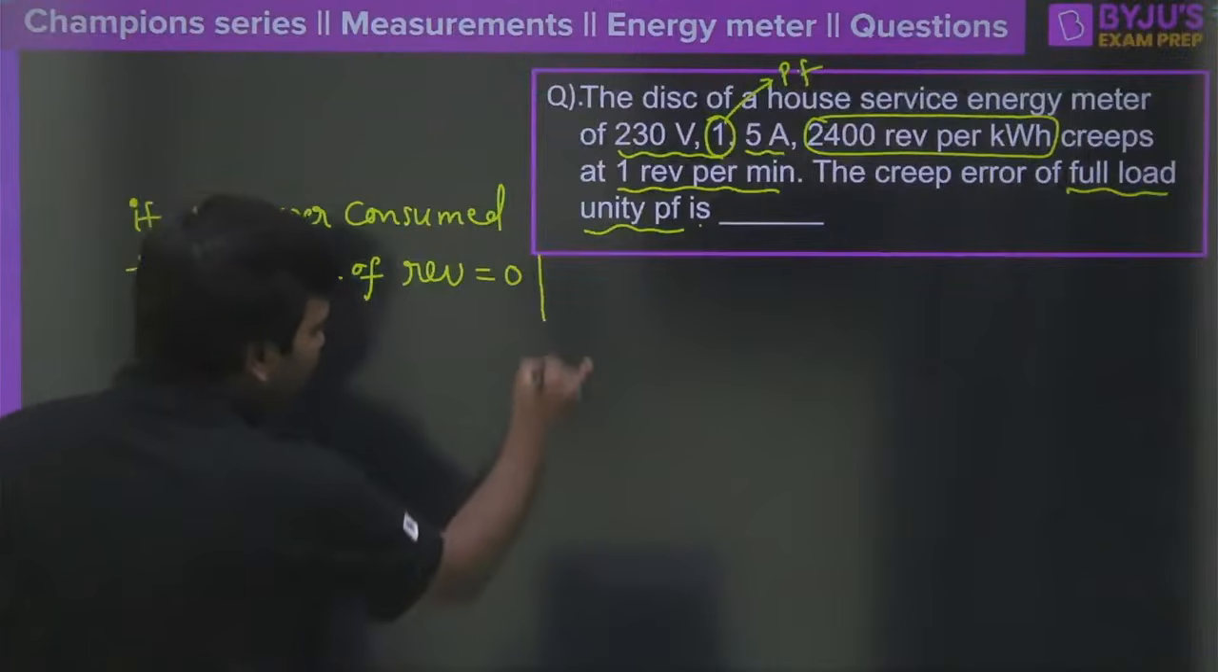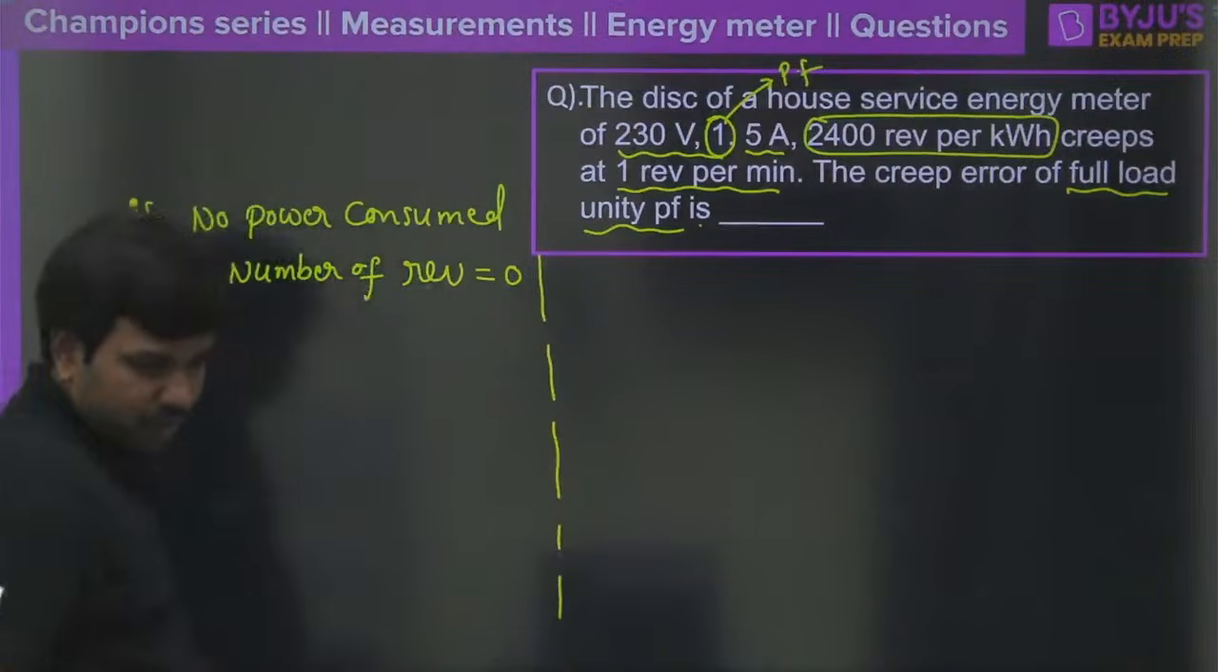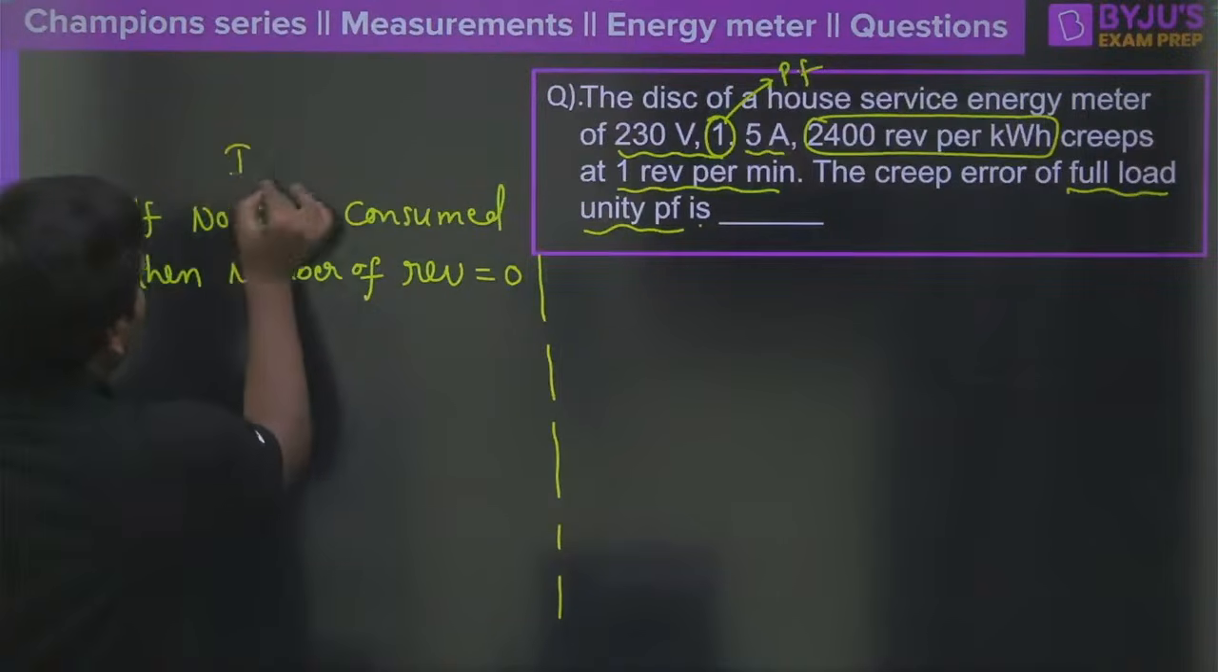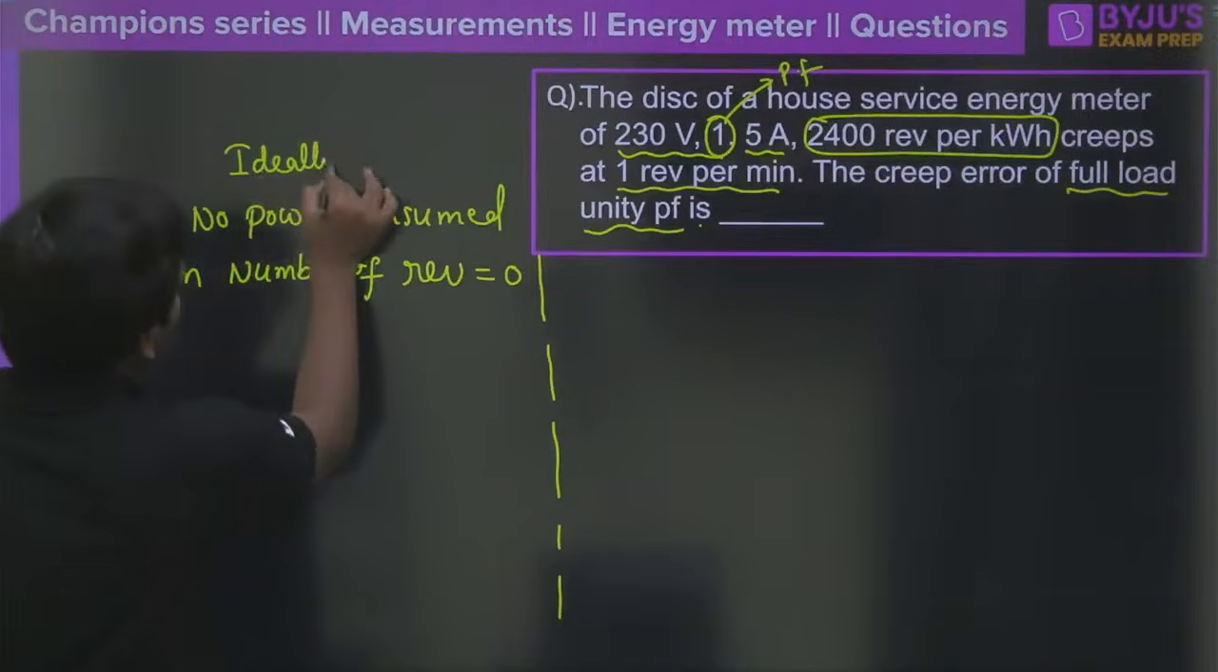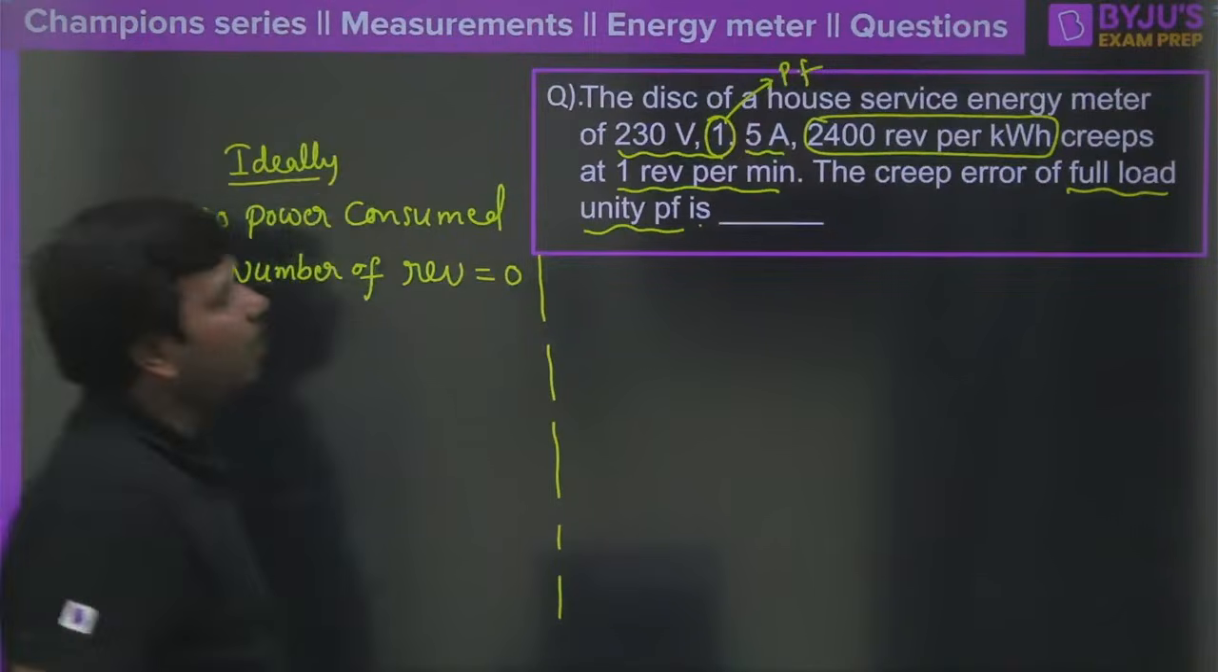Now look, see what he is saying. This is the ideal situation. Clear? This is the ideal case. Ideally, this should happen like this. But let us see what happened here.